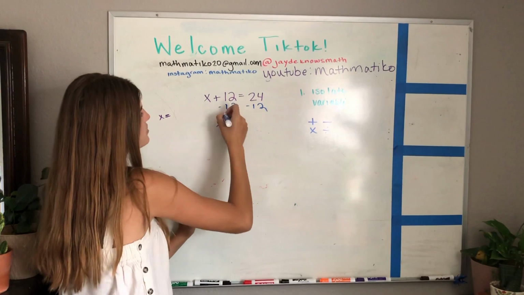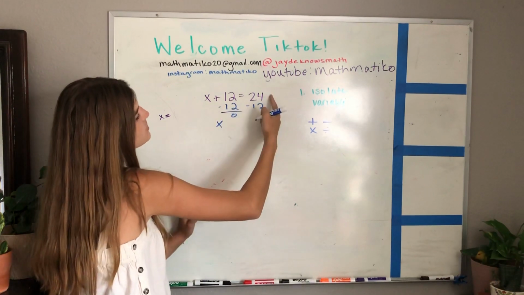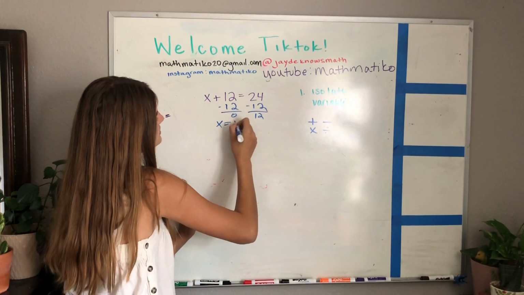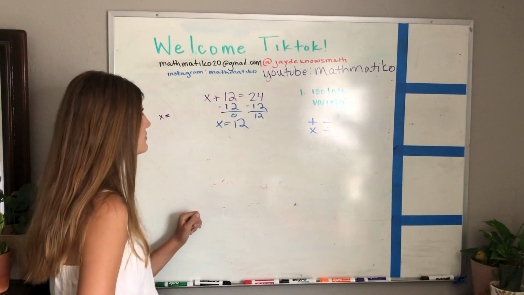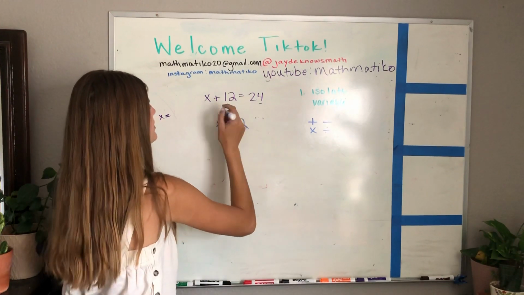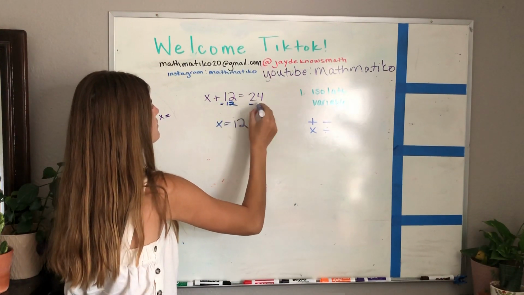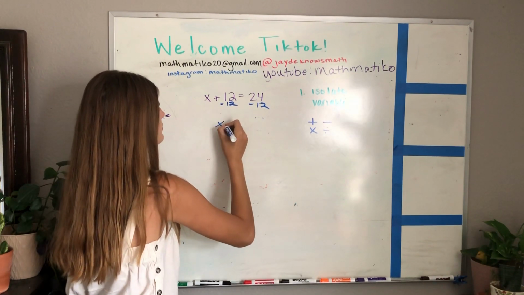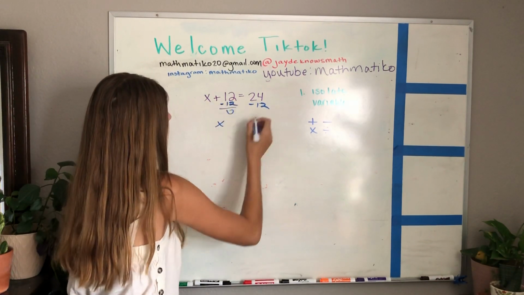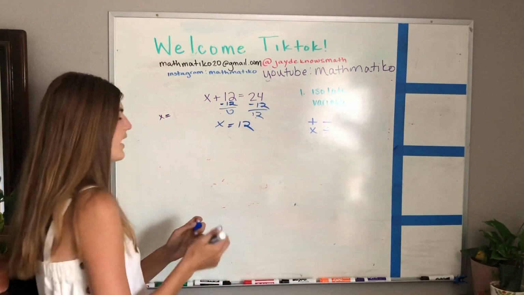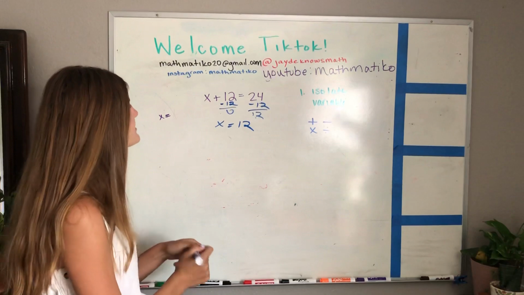Plus 12 minus 12, that's 0. 24 minus 12 is 12, so x equals 12. If you're confused how I did that, let me write. This is 0, this is 12. Okay, there we go. X equals 12.